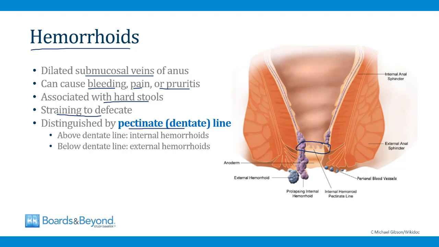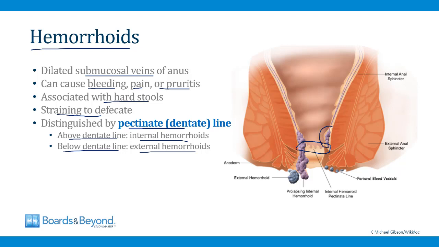This forms because the structures above and below it have different embryologic origins. So when hemorrhoids form above the dentate line, we call those internal hemorrhoids, and when they form below the dentate line, we call those external hemorrhoids. And you can see examples of different types of hemorrhoids in the picture here.